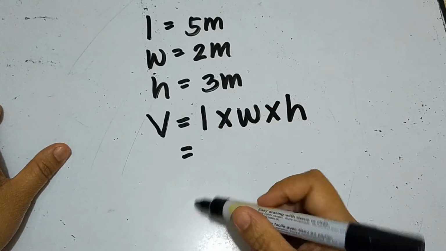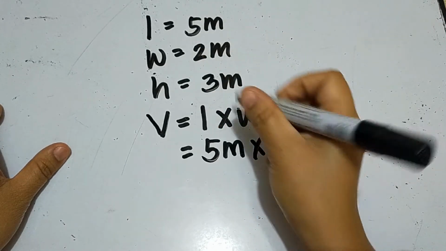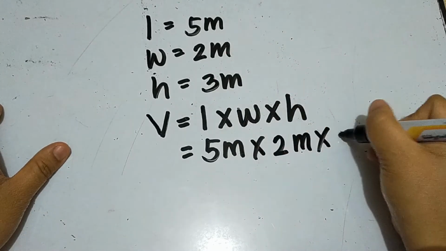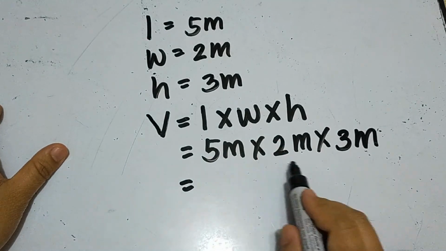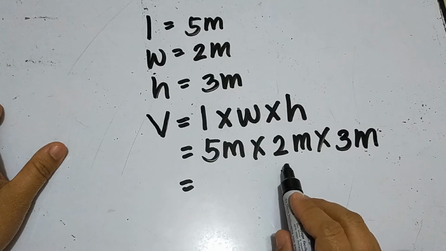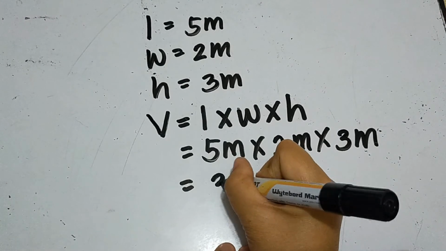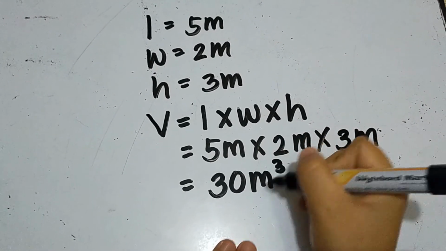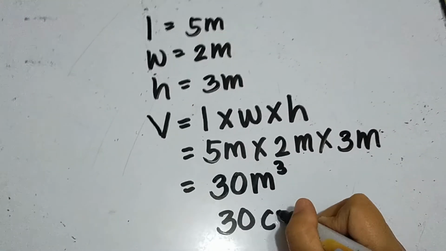What is the measurement of our length? 5 meters. Okay? And then yung width natin, 2 meters. And then yung height natin, 3 meters. Then, imumultiply lang natin yan. 5 meters times 2 meters is 10 square meters. 10 square meters times 3 meters is 30 cubic meters. Or pwede rin siyang isulat as 30 cubic meters.